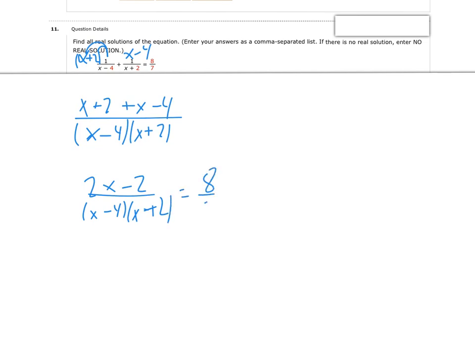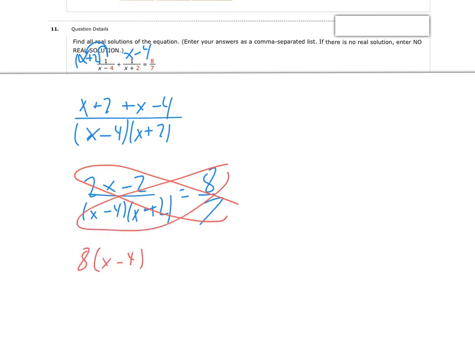equals 8 over 7. So now we'll go ahead and cross multiply here. I don't see anything we can cancel out. So it's going to turn into 8 times x minus 4, x plus 2, equals 7 times 2x minus 2. I would go ahead over here and FOIL. So I'll go ahead and FOIL those.